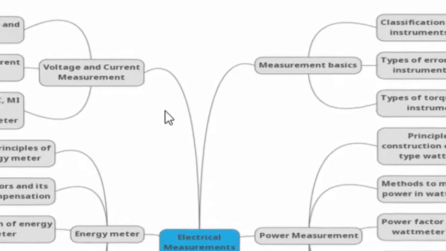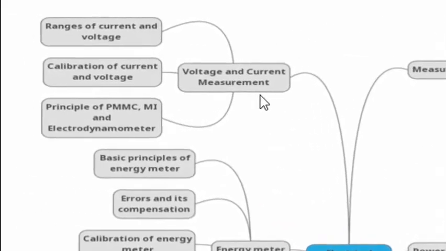The second unit is voltage and current measurement. Again you have 3 subdivisions: ranges in current and voltage, so what are the different ranges of current and voltage? Then calibration of current and voltage. Basically calibration means how to rectify a voltmeter and ammeter. You use an instrument called an ammeter to measure current, so how do you rectify an ammeter when you measure current? And how do you rectify a voltmeter when you measure voltage? So that is the calibration of current and voltage.